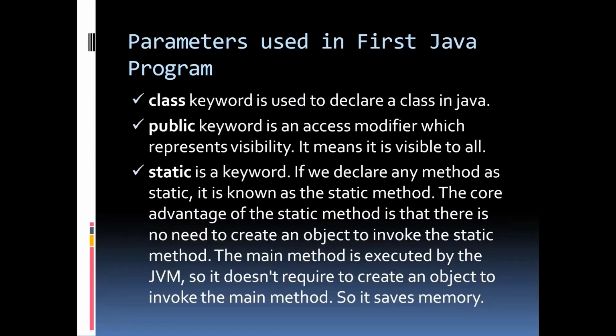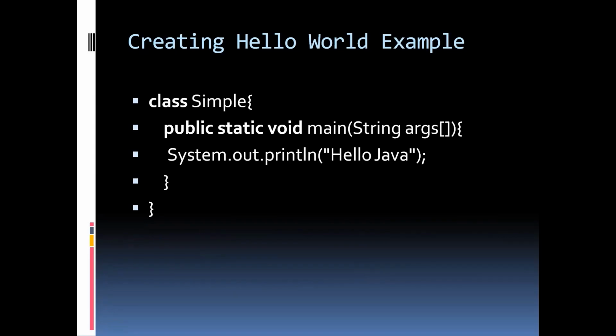Parameters used in the first Java program. When it comes to class, the class keyword is used to declare a class in Java. It is a blueprint of objects. Every line of code that runs in Java must be inside a class, and the name should begin with a capitalized letter. In this slide, class is followed by Simple, which is a class name that begins with a capital letter.